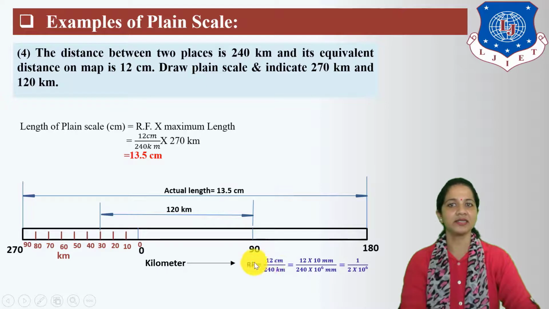At last, find out RF. RF is equal to 12 centimeter divided by 240 kilometer. This centimeter is converted into mm, kilometer is also converted into mm. 1 centimeter is equal to 10 mm, so multiply with 10, and 1 kilometer is equal to 10 raised to 6 mm, so multiply with 10 raised to 6. So RF is equal to 1 upon 2 into 10 raised to 6.